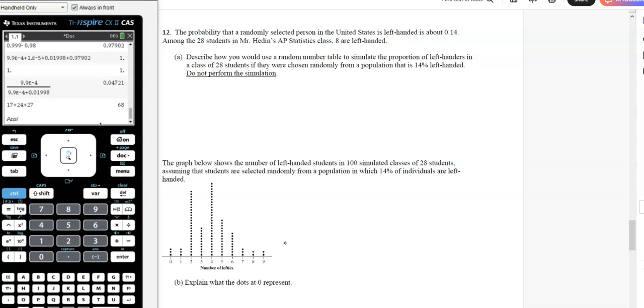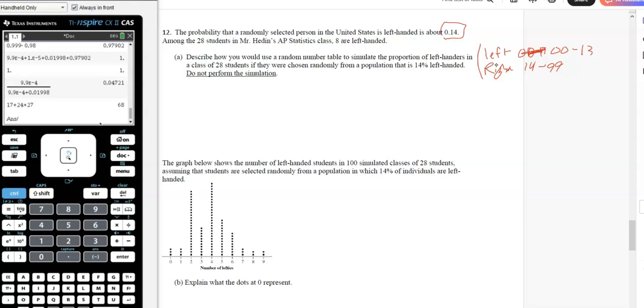If this 0.14 is correct, we base our probabilities on that. So you label left-handed as numbers 00 through 13, and right-handed as 14 through 99. I'm taking 2-digit numbers at a time, and you probably want to say that.